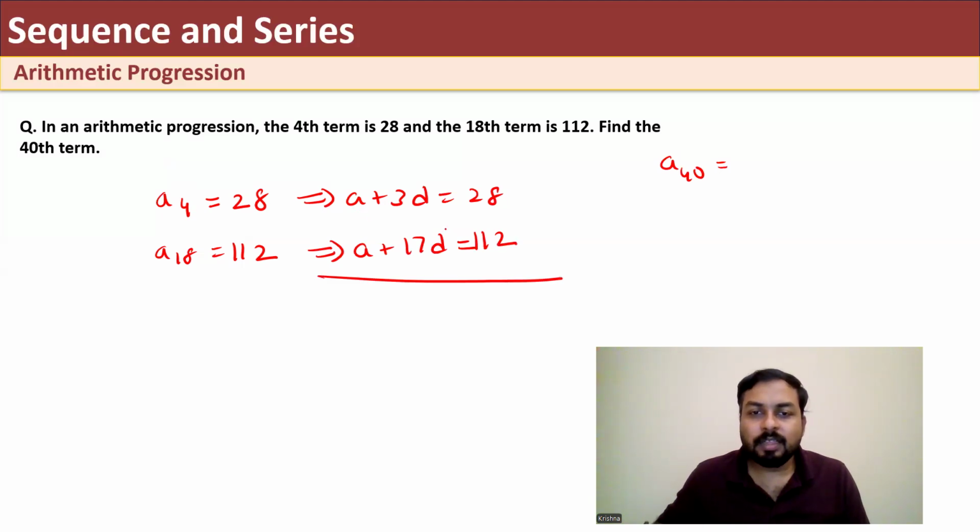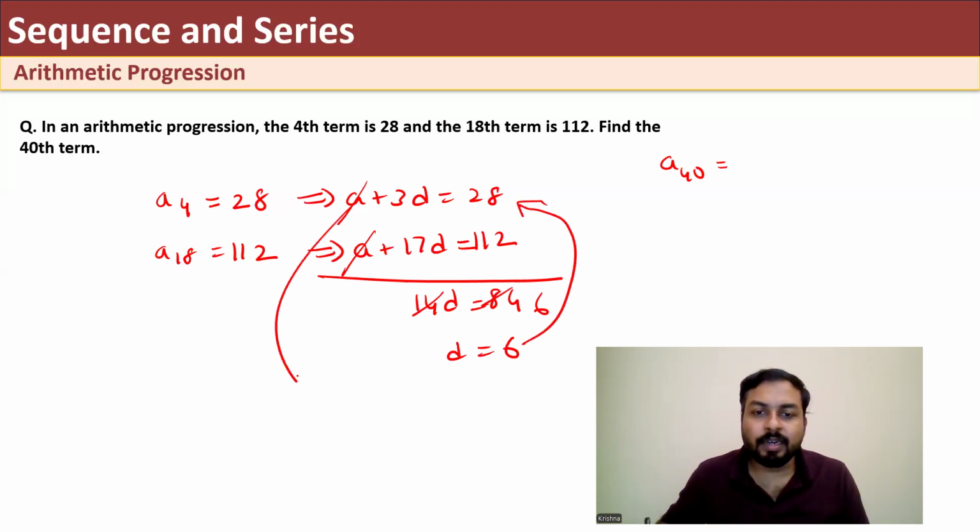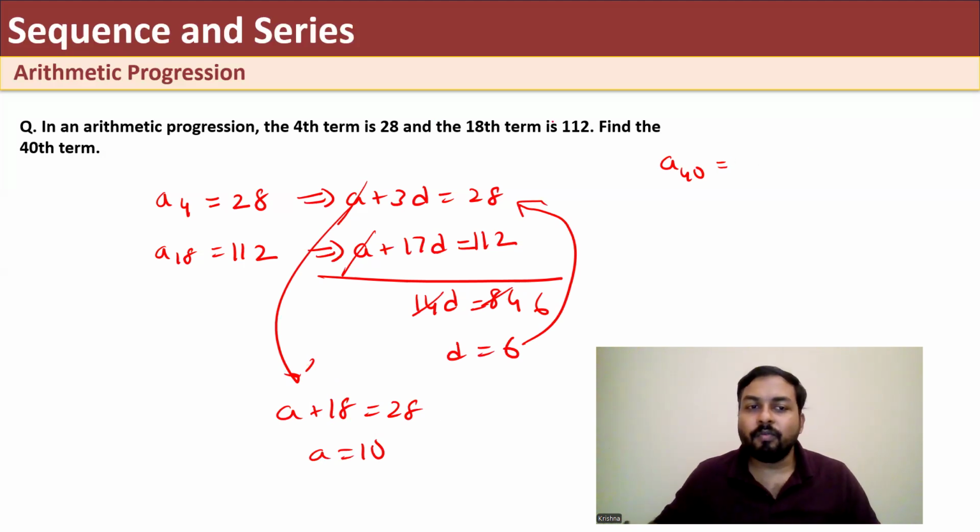All right. So let's solve them. If we subtract, A will get cancelled. 17D minus 3D is how much? 14D. 112 minus 28 is how much? 84. Again, 14 will go 6 times. So the common difference is 6. So if the common difference is 6, put it in any one equation. What you'll get? A plus 18 is equal to 28. So A is how much? 28 minus 18, 10.